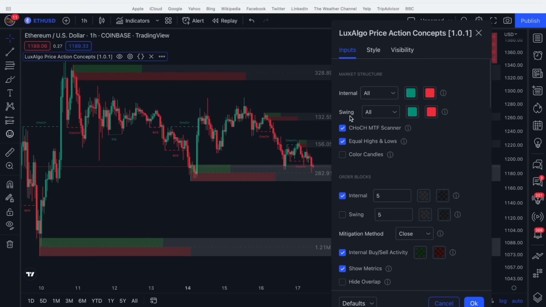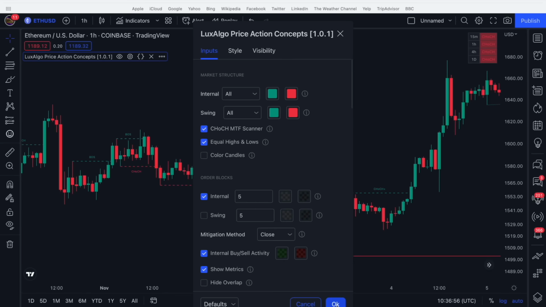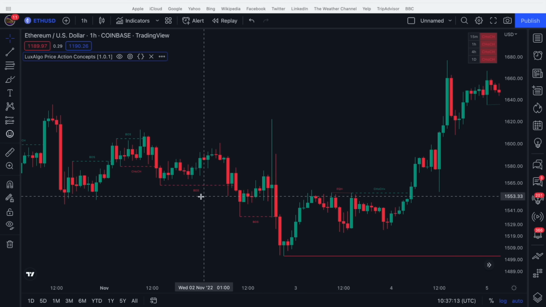So what are these labels? You see these CHoCH, CHoCH plus, break of structure. Let's break down what those actually are. First off, we have internal. Internal are smaller structures in the market. So they look at less candles, a small range of candles, and they're looking for small price action that occurs in this small area. These dotted lines, for example, are break of structures that are internal.